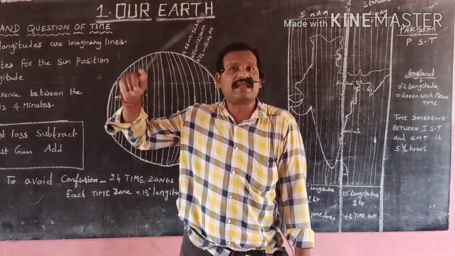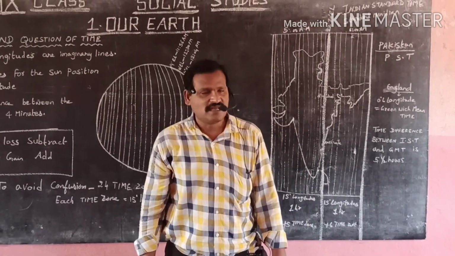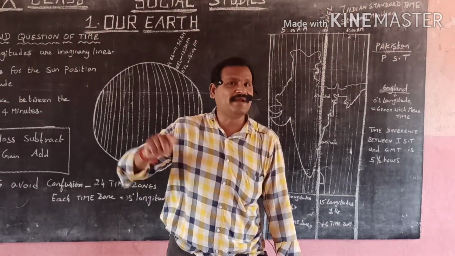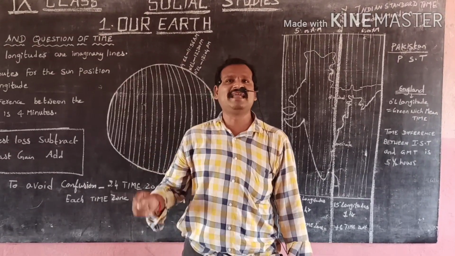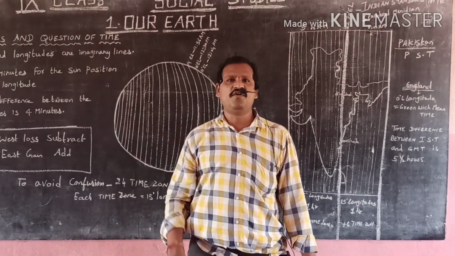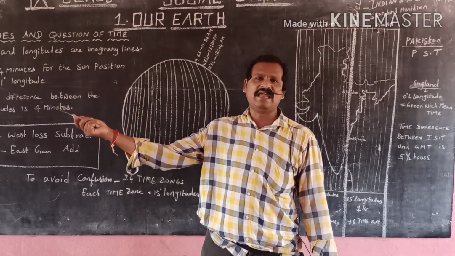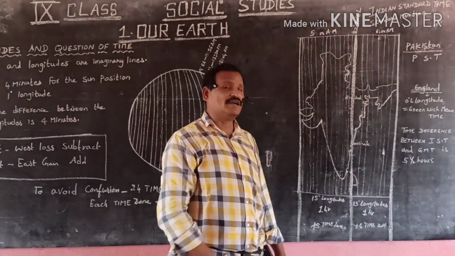Hence, England is located on the west side. We should minus 5.5 hours. The time is 10 a.m. in India. What is the time in England? We should minus 5.5 hours. That is 4:30 a.m. in England.